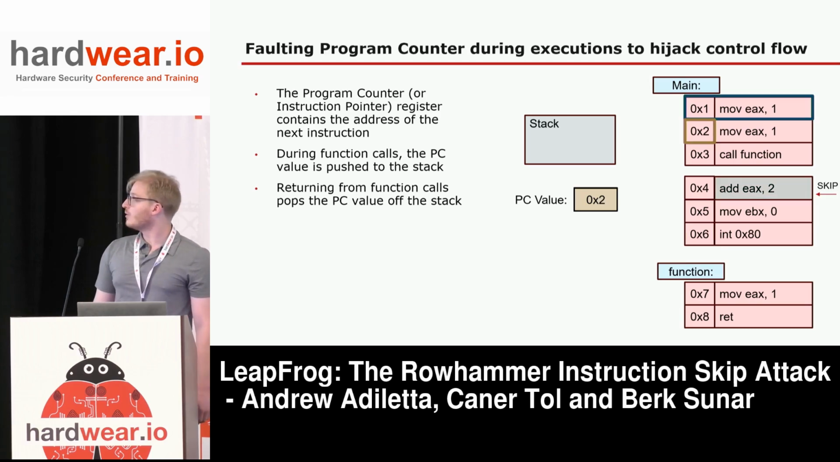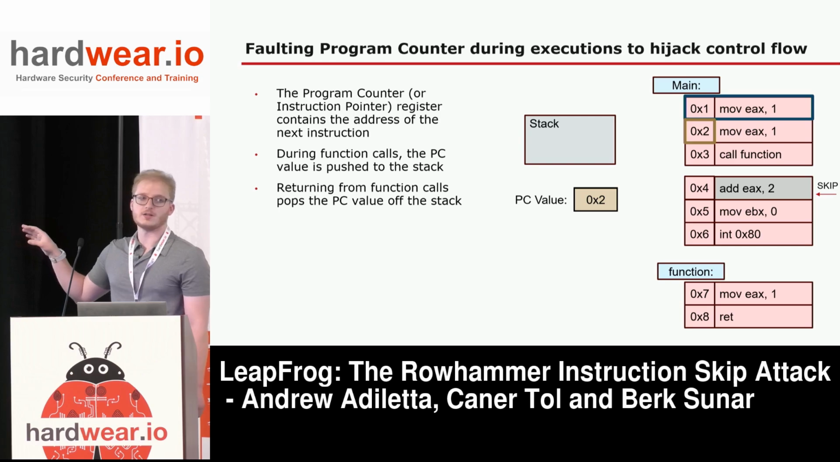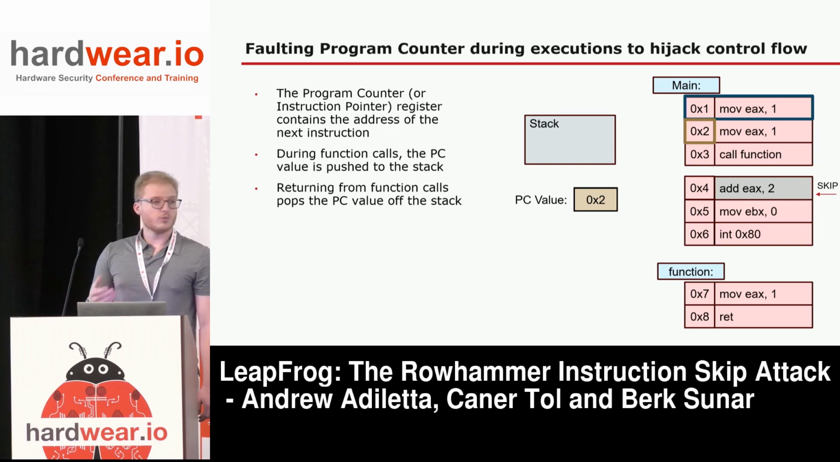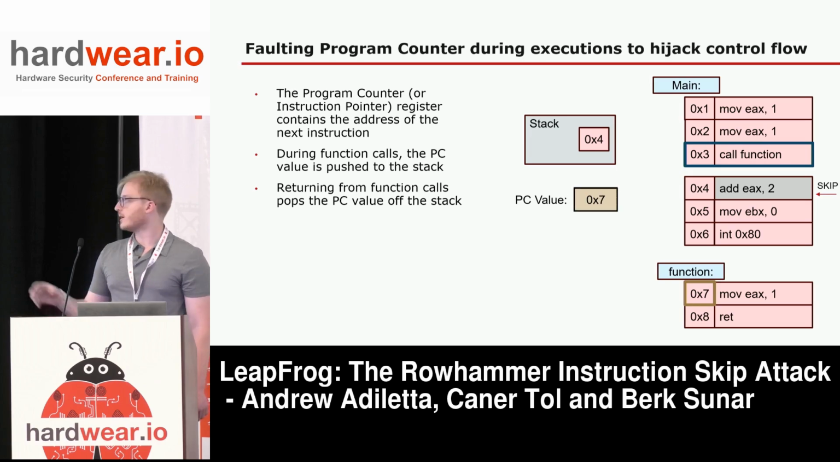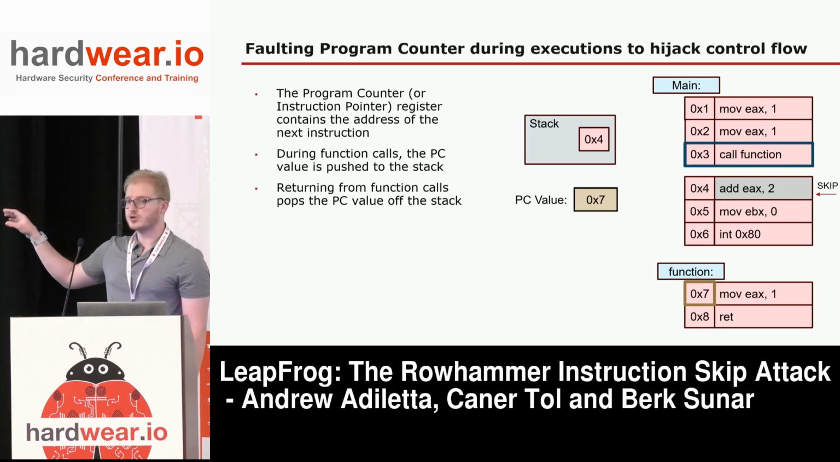So what happens if we want to skip an instruction? Like, what happens if we want to skip that add EAX, 2 line? Well, we could do this: we execute the program like we did before. We execute the first line, the second line, the third line, and again, the address for 4 gets pushed out to stack.